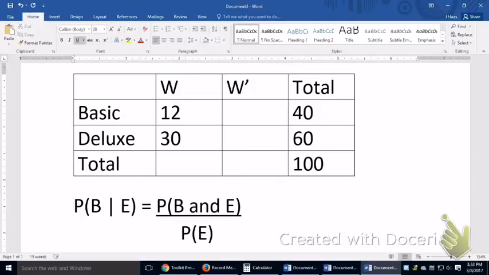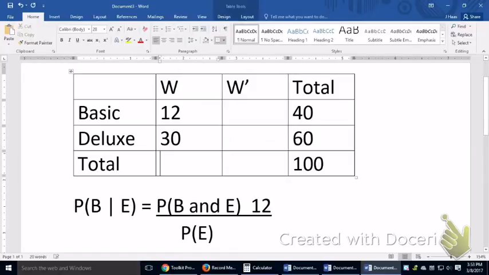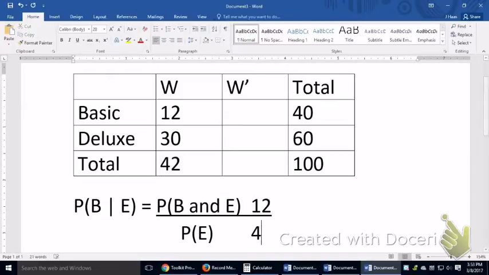So we go over here, and the number of times that B and E have occurred together would be given to us at this table right here, where a basic with the extended warranty would be 12, compared to the denominator, which would be the total number of times it had an extended warranty, which would be this 42 here. So it's 12 out of 42.